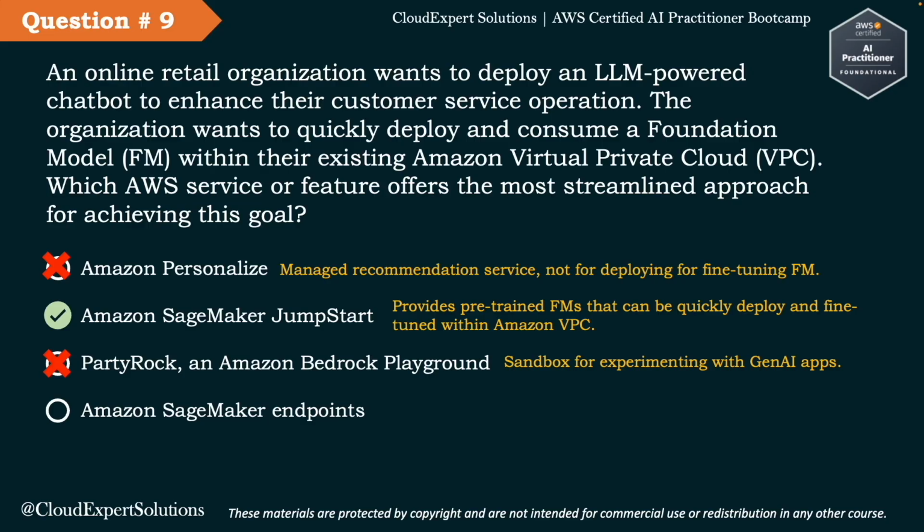The last option, Amazon SageMaker Endpoints. While SageMaker endpoints allow hosting models, they require you to manage training and deployment manually. JumpStart will accelerate the deployment with pre-trained models, whereas endpoints will require more manual setup. That is why option number 4 is not the optimal option for this question. Let's move to question number 10.